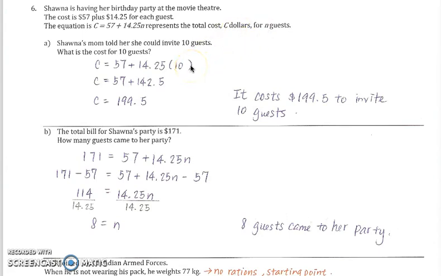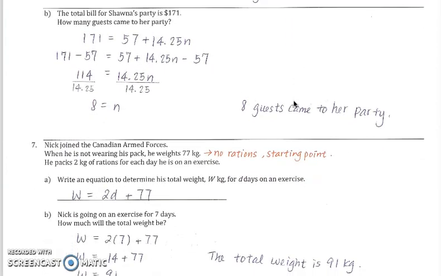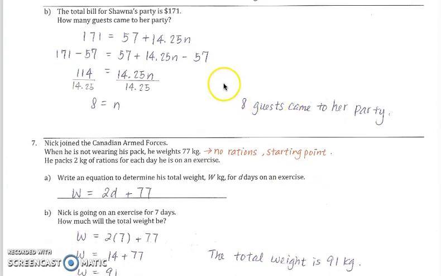So here we have C equals 57 plus 14.25 times n, or 57 plus 142.5. Add the numbers up. This is the total cost, so it costs $199.50 to invite 10 guests. B. The total bill for Shauna's party is $171. How many guests came to the party?